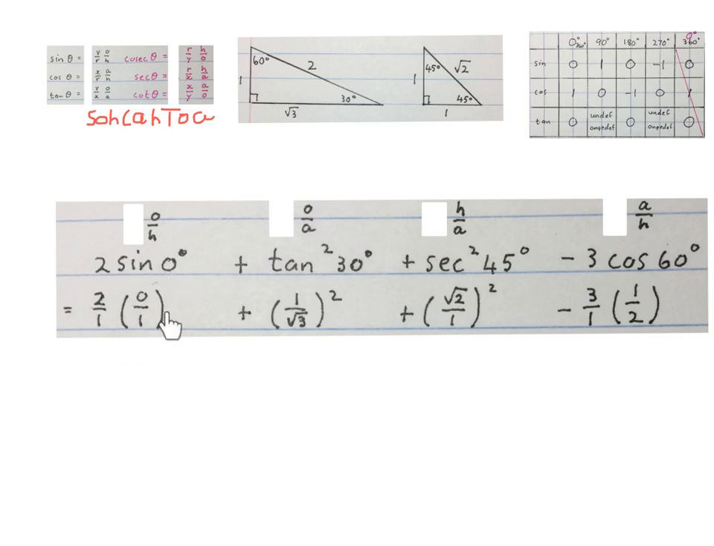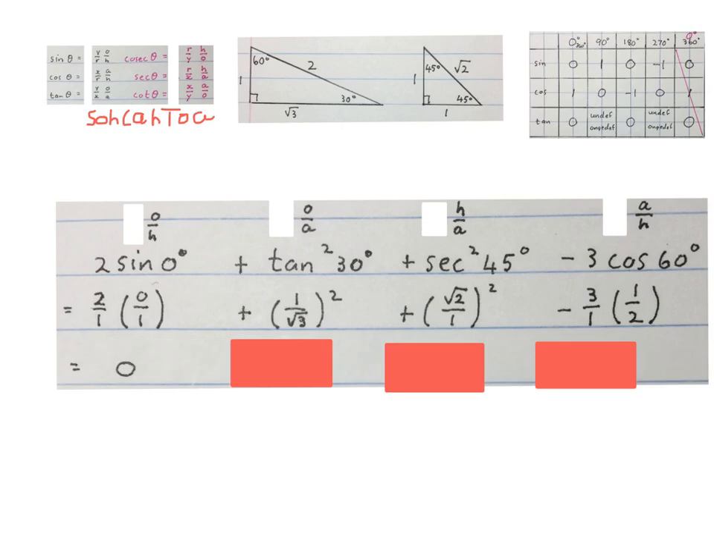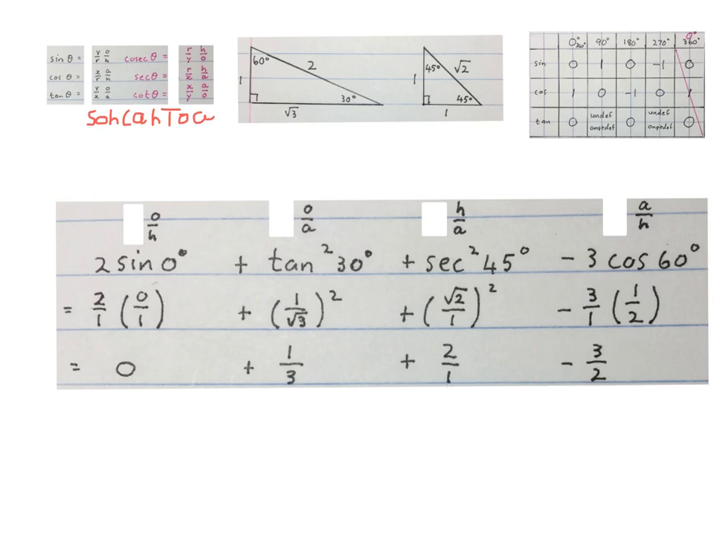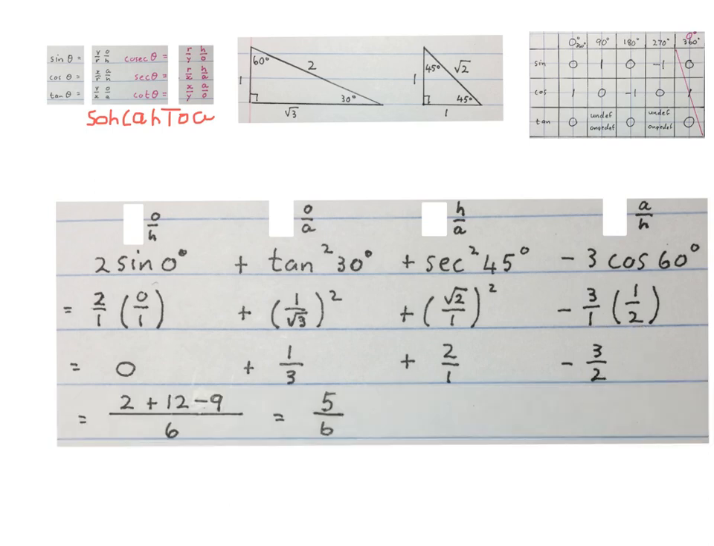Then we work out these 4 terms separately using bed maths. 2 times 0 is 0. You square this bracket, you times 1 is 1, and square root of 3 times square root of 3 is 3. Square root of 2 times square root of 2 is 2, and 1 times 1 is 1. You times the minus 3 with a plus 1 gives you a 3 at the top, and the 1 times 2 gives you a 2 at the bottom. Then you just plus and minus your fractions, and your final answer is 5 over 6.